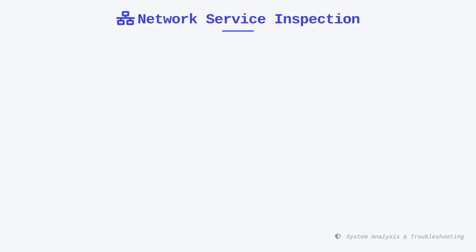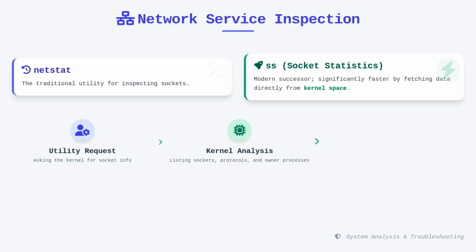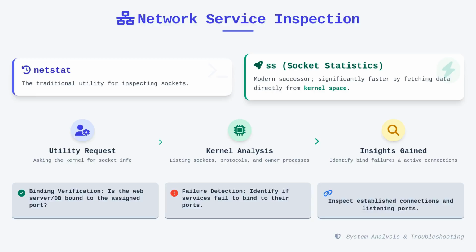To gain insight into the network services running on your system, you must inspect listening ports and established connections using netstat or ss. The ss utility is the successor to netstat and is significantly faster because it fetches information directly from kernel space. When you run these utilities, you are essentially asking the kernel to list which sockets are currently open, their associated protocols, and the processes owning them. This is critical for identifying whether a web server or database is properly bound to its assigned port and listening for incoming connections. If a service is configured to start but fails to bind to its port, these utilities will immediately reveal the underlying bind failure.